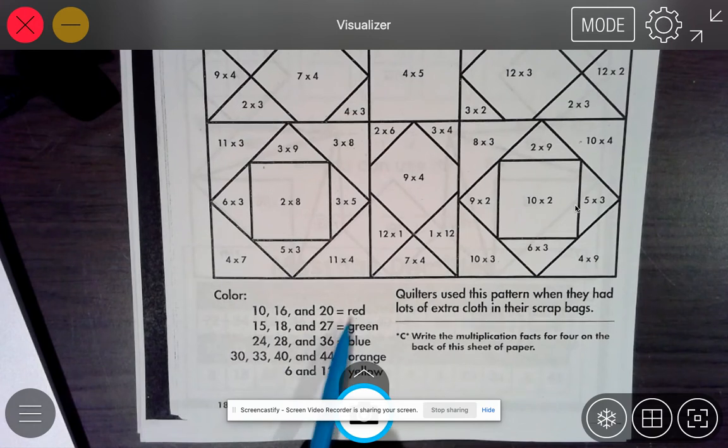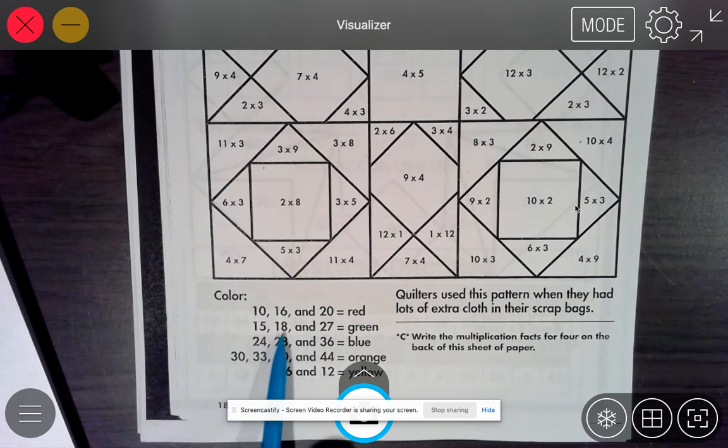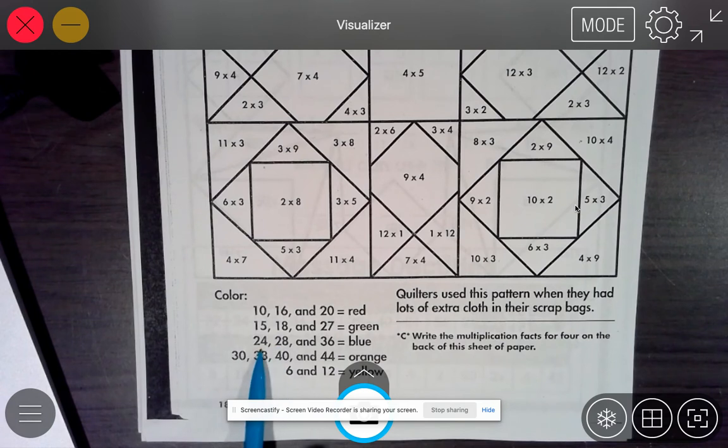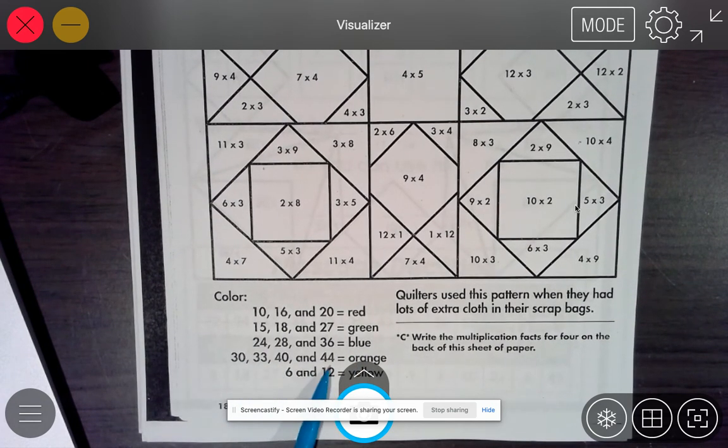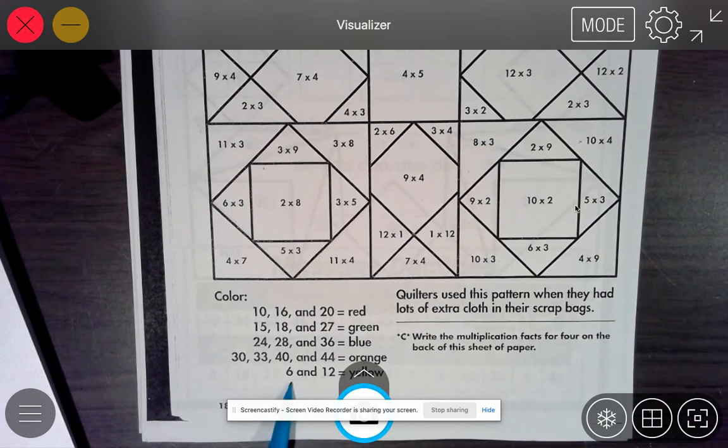Red. If we get the answers 15, 18, and 27, we'll color it green. If we get 24, 28, or 36, we'll color it blue. If we get 30, 33, 40, and 44, we'll color orange. And 6 and 12, we'll color it yellow. Again, remember that you can use colored pencils, crayons, and as a last resort, markers, because markers are probably going to bleed through. The paper is kind of thin, and you're doing a different design on the back.